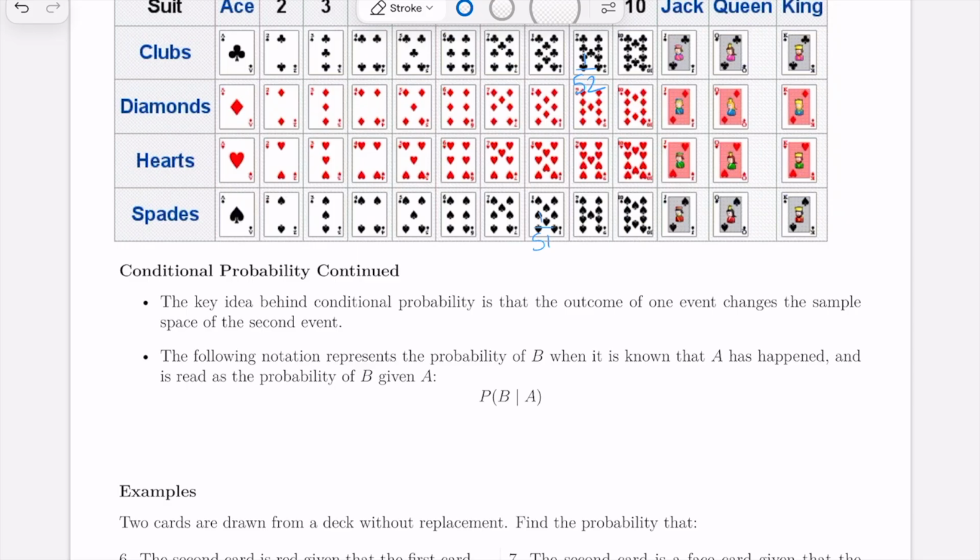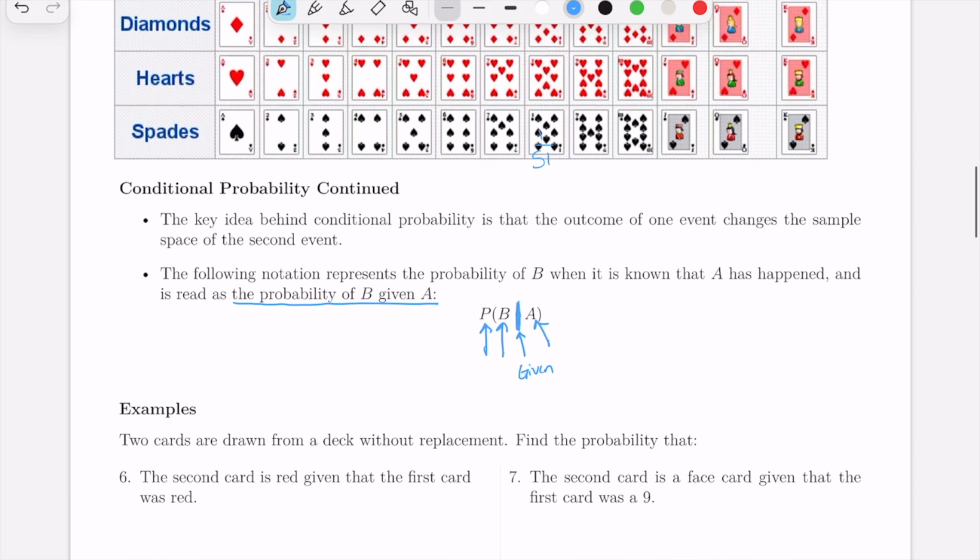This notation is written with this vertical line right here. This is actually read as the probability of B given A. So the probability of B, that's this P part, and this vertical line right here is given A. Let's go ahead and look at how we can use this now with a couple other card problems.